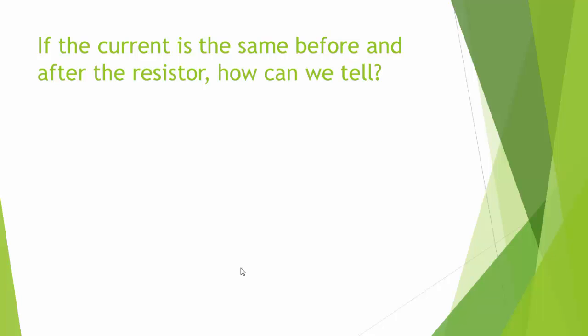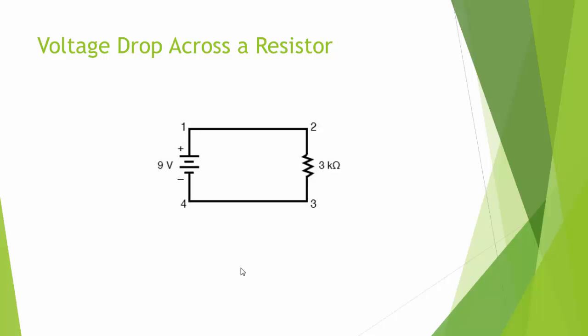You might say to yourself, well, if the current doesn't change, if the current's the same before and after, and an electron's just an electron, how can we tell that an electron has lost energy? And the answer to this comes with our voltmeter.